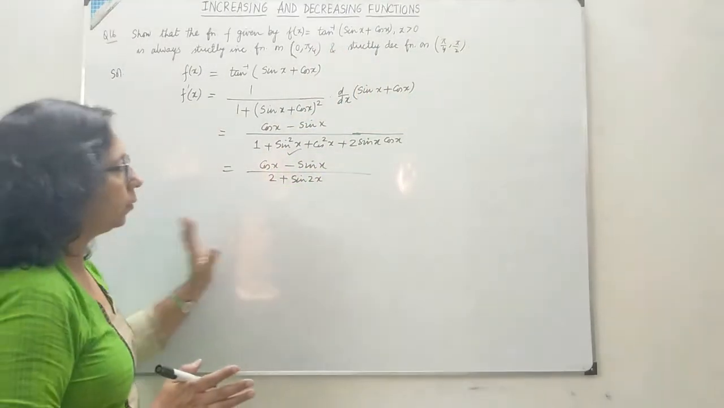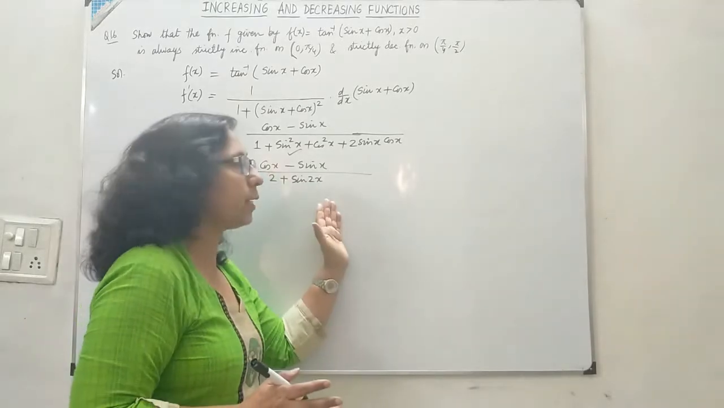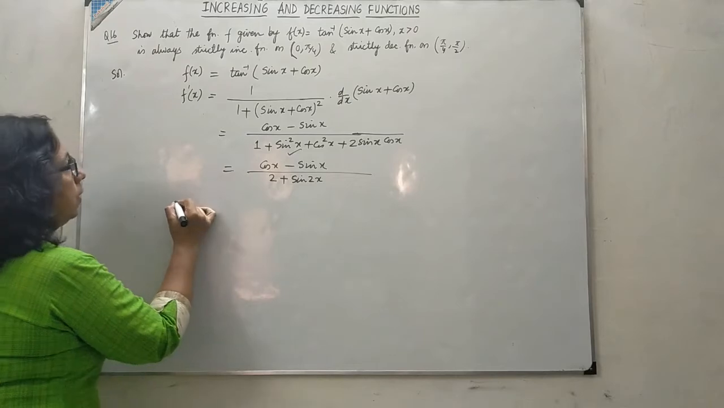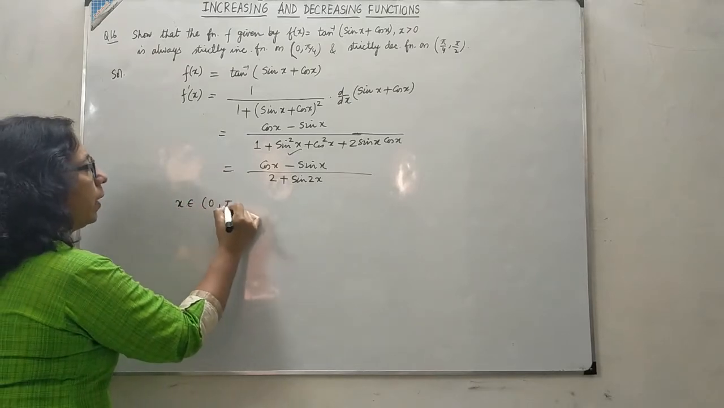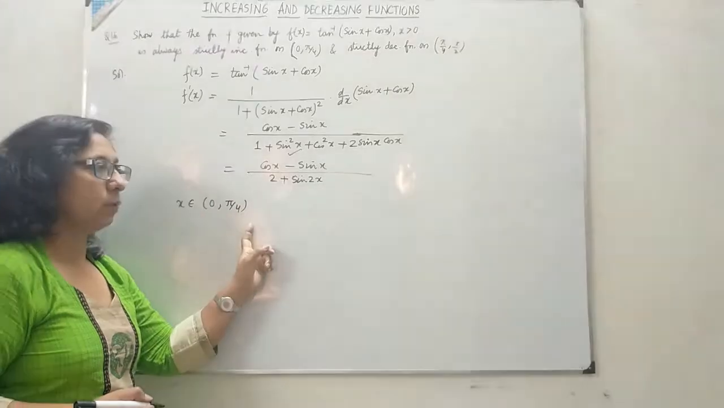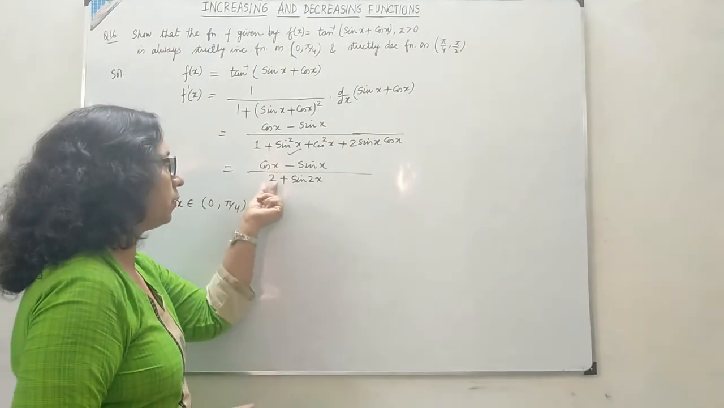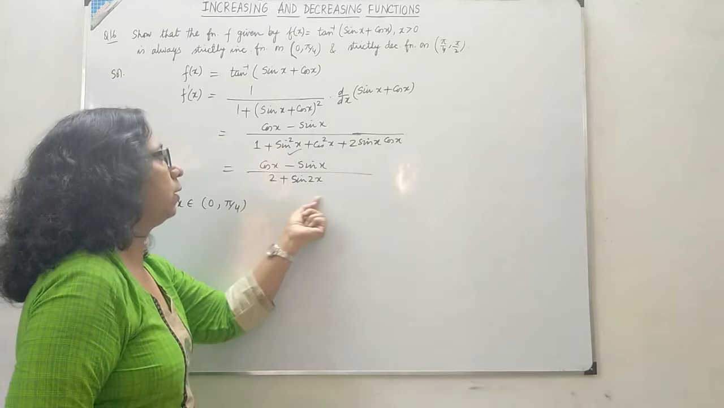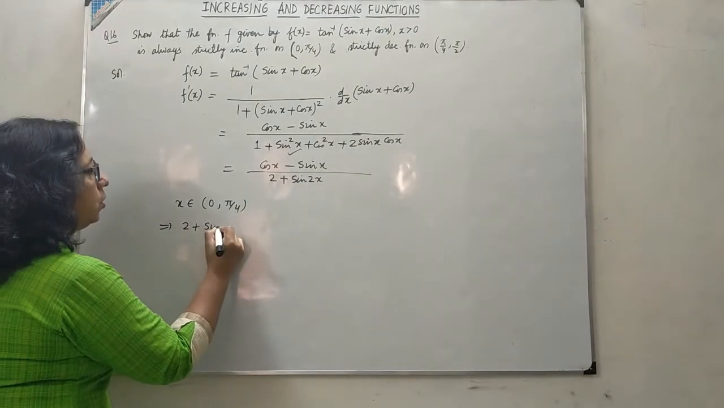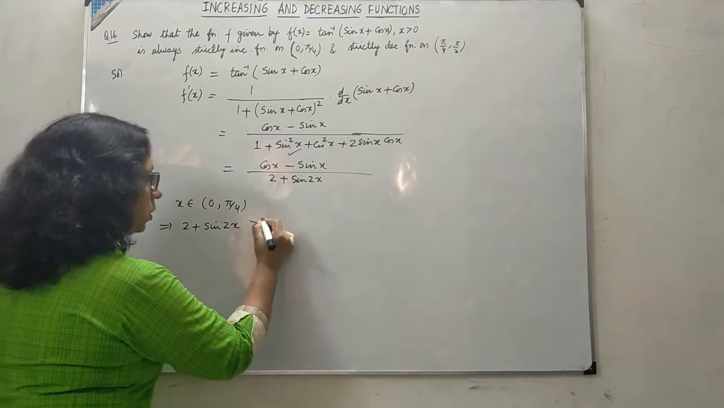You can apply both ways. You can put f dash x as 0, or you can check when it is positive. You can see when x belongs to 0 to pi by 4, that means 2x will belong to 0 to pi by 2. That means in the first quadrant sine is positive, so this term always remains positive. So we have 2 plus sin 2x always positive.